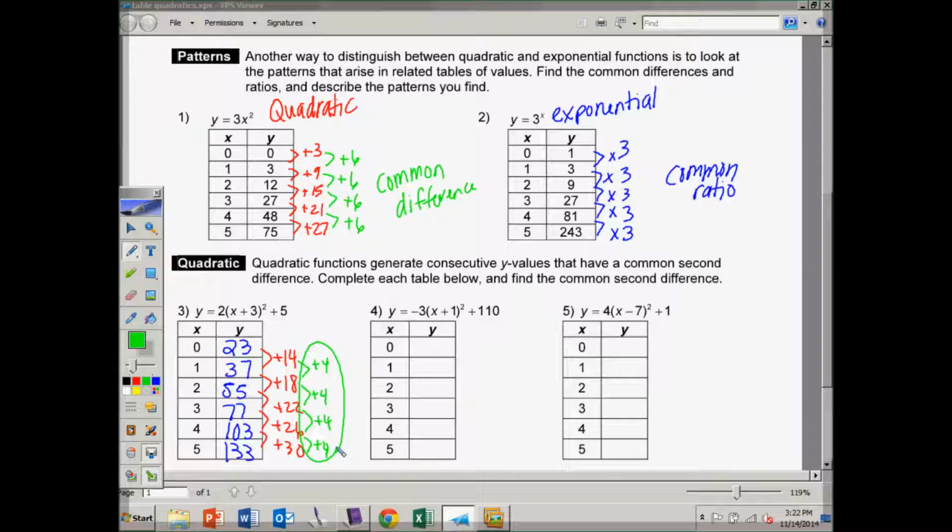You can add this in your head, it just takes too long. So we did the same thing. 0 plus 1 is 1. 1 squared is 1. 1 times 4 is 4. 110 minus 4 is 106. Shouldn't that be 107? Oh, I added.